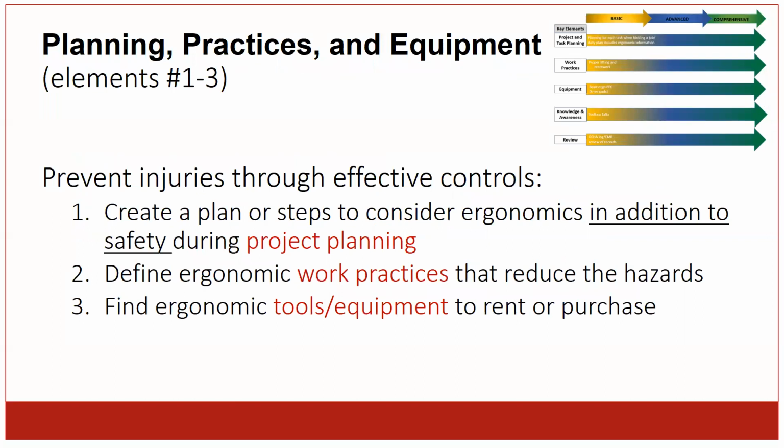Now let's focus on developing the specific elements of your ergonomics program, starting with elements 1 through 3, which include project planning, work practices, and proper equipment to address the ergonomic hazards. Your plan should define the best ergonomic work practices that will be followed and include finding the best ergonomic tools and equipment. It is important to remember that renting instead of purchasing the tools and equipment may be an option, as well as coming up with solutions of your own.